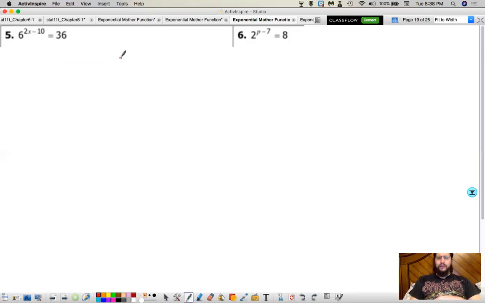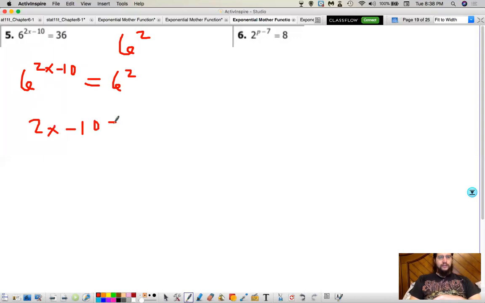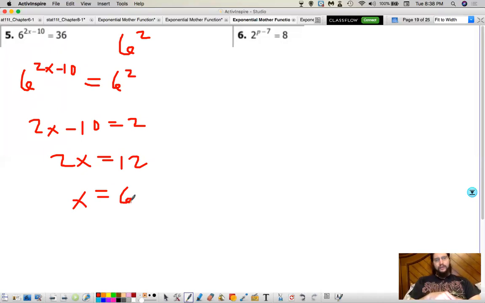36. That reminds me. What's 6 times 6? Oh yeah, 36. So I can rewrite it as 6 squared. So I can say this is 6 to the 2x minus 10 equals 6 squared. 2x minus 10 equals 2. 2x equals 12. X is 6. Done.